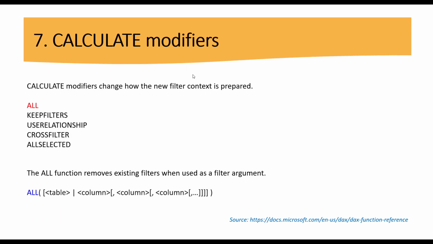So now let's take a look at calculate modifiers. Calculate modifiers change how the new filter context is prepared. With the help of these modifiers, we will change the filter context. And we have here as a reference 5 different modifiers, but we will be focused on the first one, the all function, okay? The all function removes existing filters when used as a filter argument. And we also have right here the syntax if you want to see how this function works.